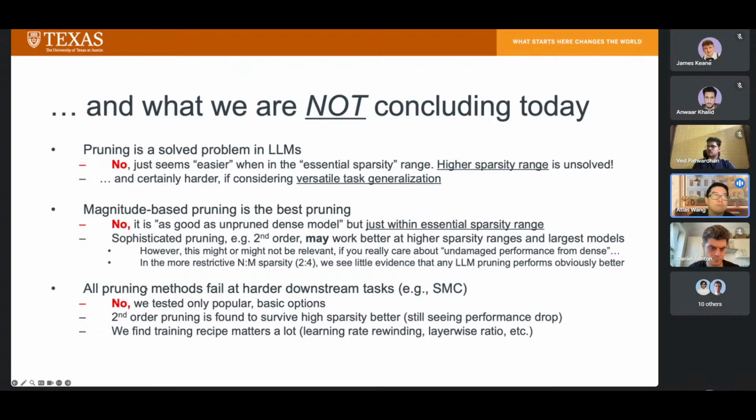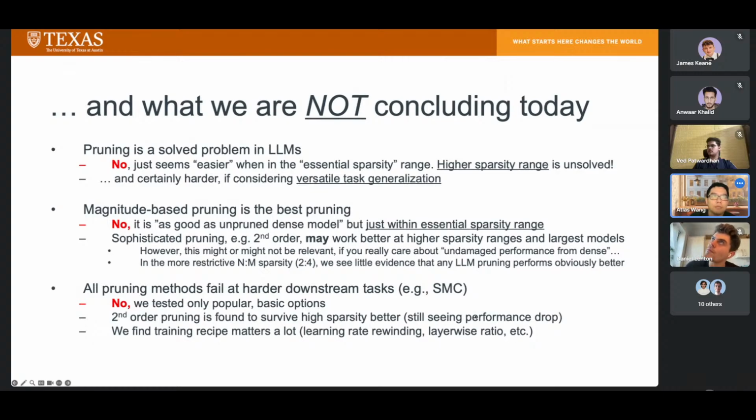And did I say that all pruning methods will fail at harder downstream tasks? No, I also didn't say that. We verified a range of tasks and a range of pruning options on our benchmark called Sparsity May Cry, SMC. But that's only the range we tested. Later, as we also acknowledged, we tested second order pruning methods, such as OBERT and SparseGPT. They are able to survive the higher sparsity range better than the first order methods, but they also see some performance drop, although milder.